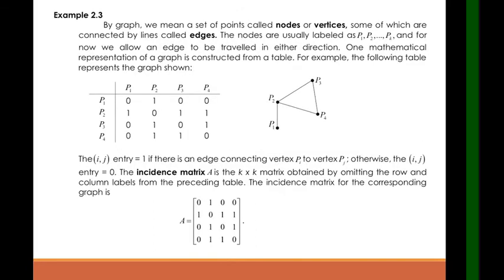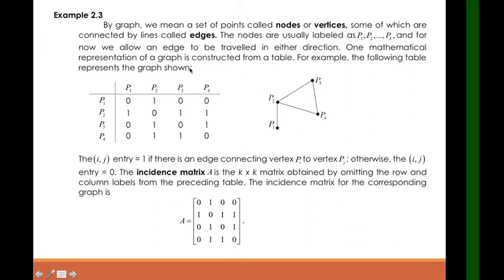Okay, another, the graph. If you still remember graph theory, by graph we mean a set of points called nodes or vertices, some of which are connected by lines called edges. These points are what we call the vertices, and the lines are called the edges. The vertices are usually labeled as P sub 1, P sub 2, up to P sub k. These are examples of vertices P sub 1, 2, 3, and 4. And for now, we allow an edge to be traveled in either direction.